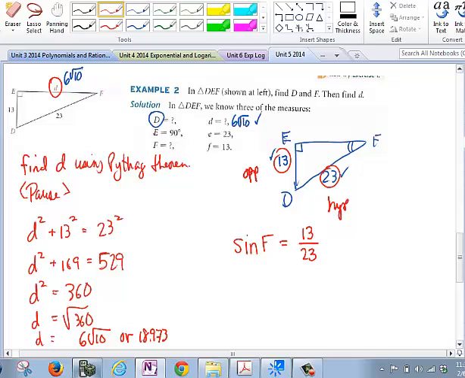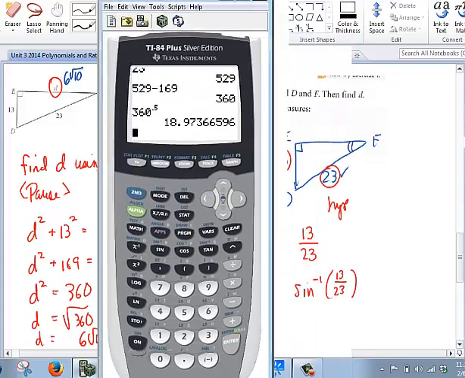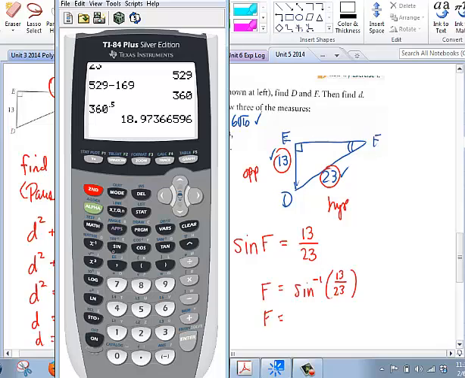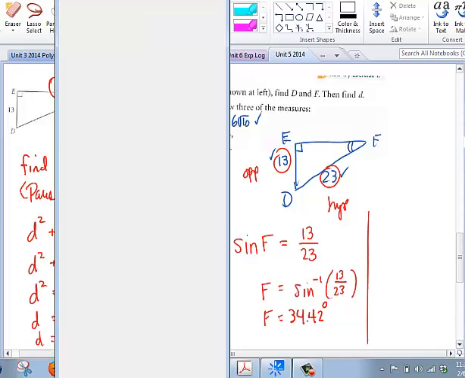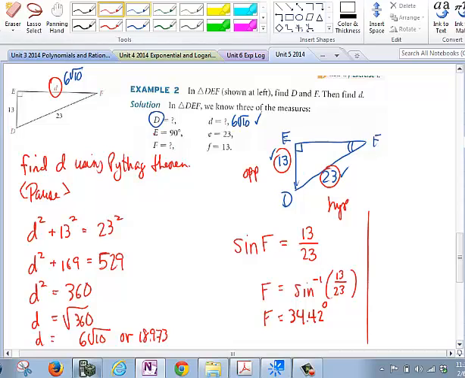Now remember the other day when we were looking for angle F, all we had to do was use inverse trig on that trig ratio and we would get the missing angle. So using the calculator, now that we have the equation written down, I'm going to use the inverse trig ratio of 13 over 23, and that would give us 34.42 degrees.